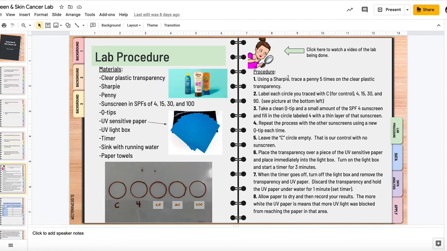So you'll read through the procedure, but also you can click here to watch a video of the lab procedure itself to see how this would be done. For me, it's always easier to see something done than just reading about it. So that's there for you as well.